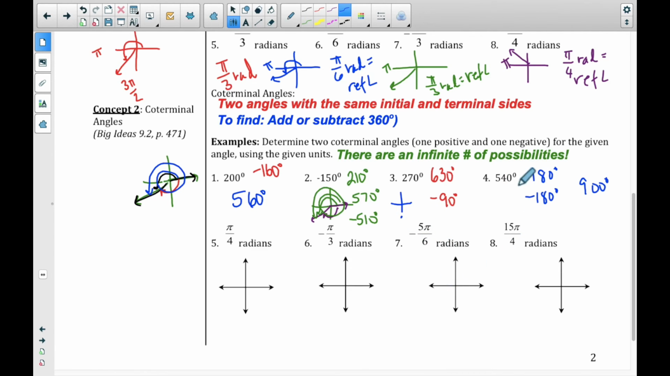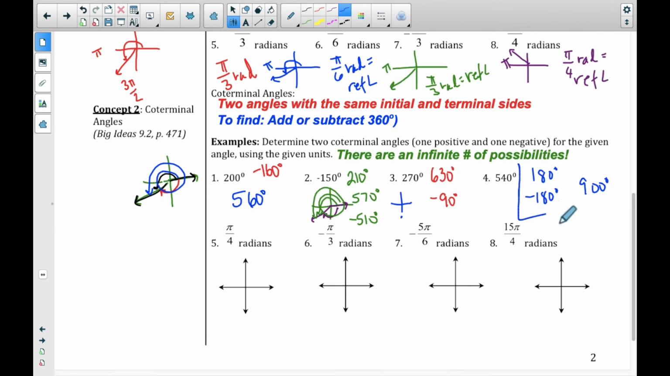Makes sense. For 540, if I subtract 360, I get 180. If I add 360, I get 900. But I need one negative, and I don't have a negative yet. So I'm going to take this 180, and I'm going to subtract another 360. And when I subtract another 360, now I'm down to my negatives.